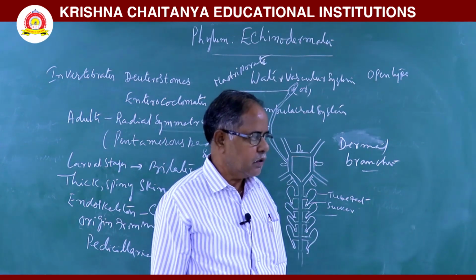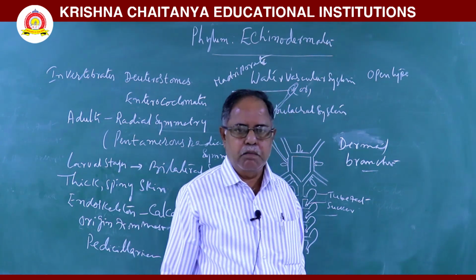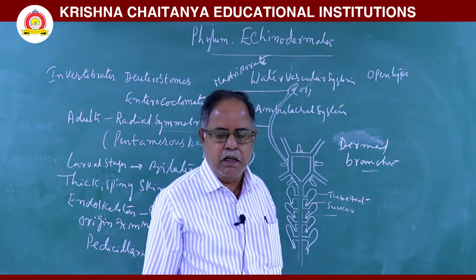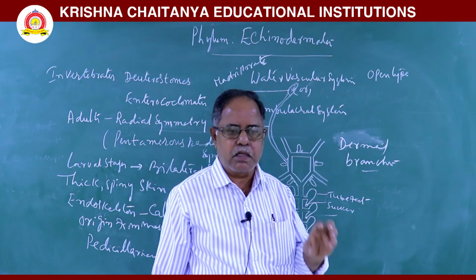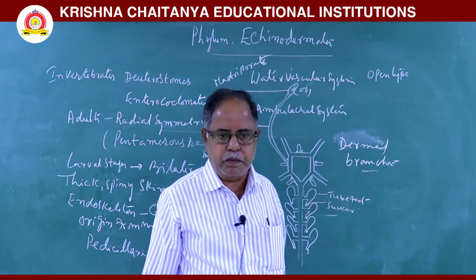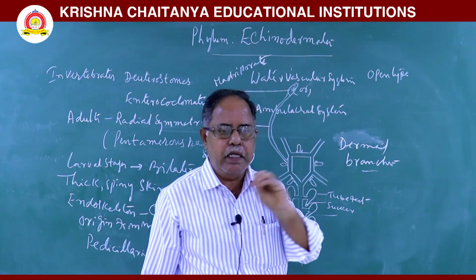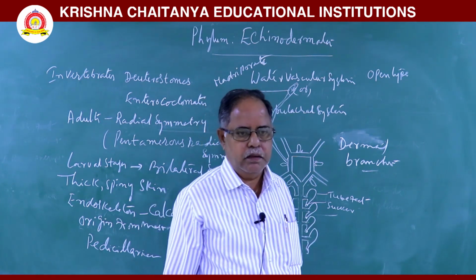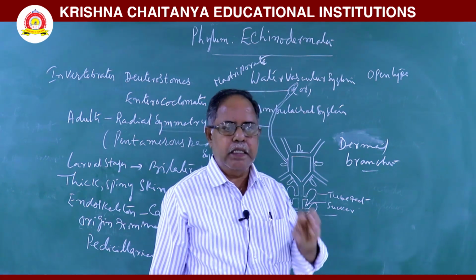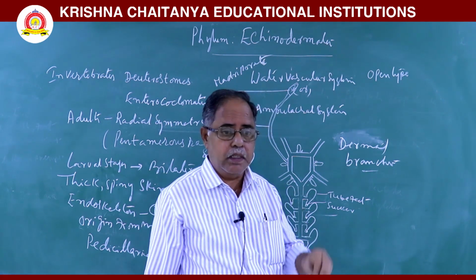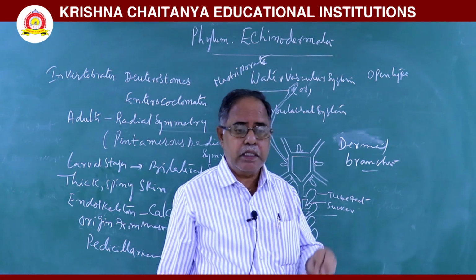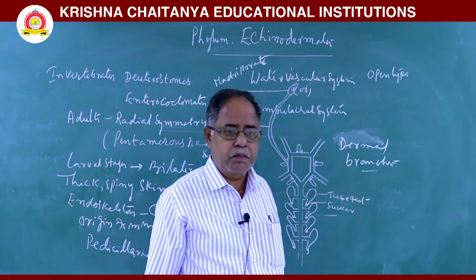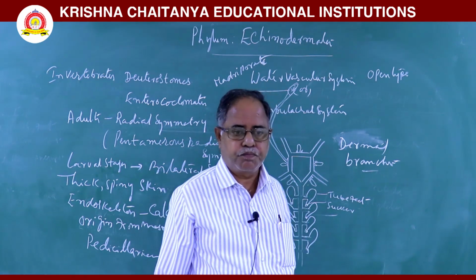Here, excretion is done by simple diffusion. Next, in these animals, the nervous system is poorly developed, brain is absent, and sensory organs are poorly developed. Sensory organs are not well developed here.